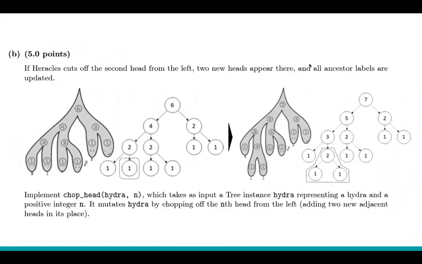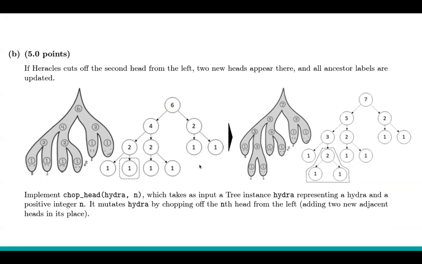So now we have to implement this function called chop_head. If you're chopping one of the leaves, then the hydra would basically transform into this on the right-hand side. So you'd see 2 new heads appear there, and also all the ancestor labels are updated. So let's say you're chopping off the leaf second from the left. You'd be replacing this 1 here with a new tree consisting of a 2 and having 2 branches, or 2 leaves, 1 and 1.